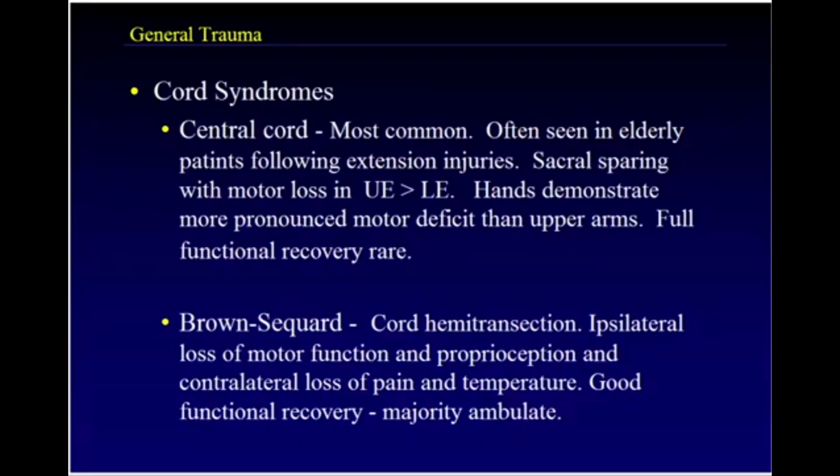Now, the cord syndromes, let's just cover those briefly. The central cord syndrome is the most common cord syndrome. It's usually seen in elderly patients that have extensive osteophytes anteriorly, perhaps degenerative disc disease, and it's seen following hyperextension injuries to the neck. The clinical presentation is sacral sparing, and you'll have motor loss preferentially in the upper extremity over the lower extremity, and preferentially in the proximal muscles rather than the distal muscles.